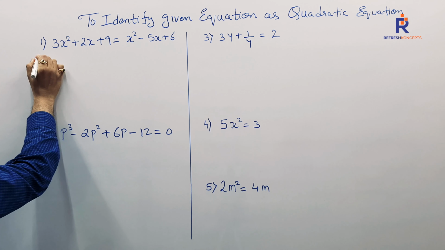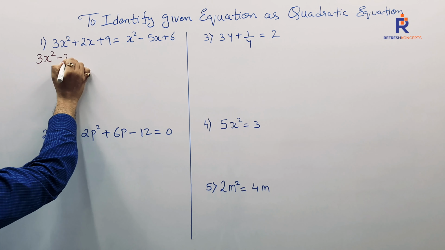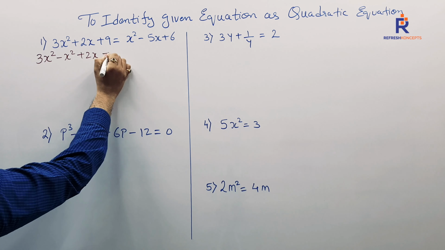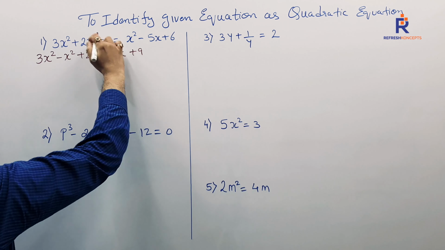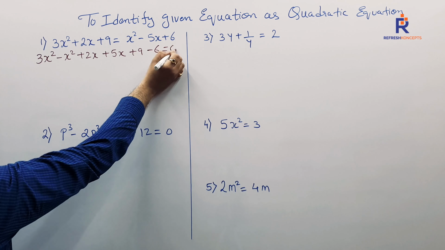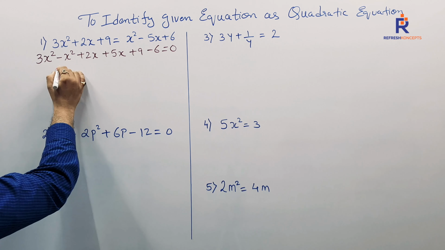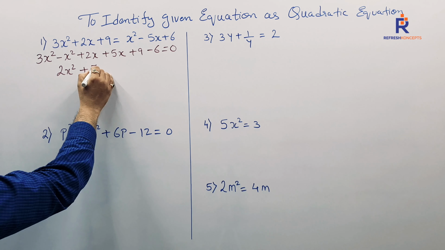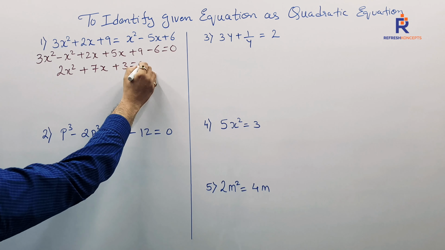So it is 3x square plus x square, which when it comes over here becomes minus x square, plus 2x minus 5x, which becomes plus 5x, plus 9 plus 6, which becomes minus 6, equals 0. So I have 3x square minus x square, which is 2x square, plus 2x plus 5x, which is plus 7x, plus 9 minus 6, which is plus 3, equals 0.